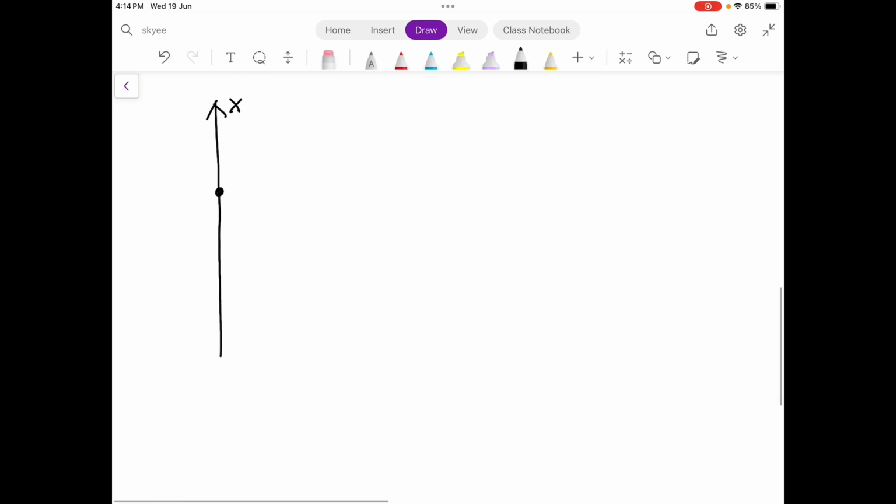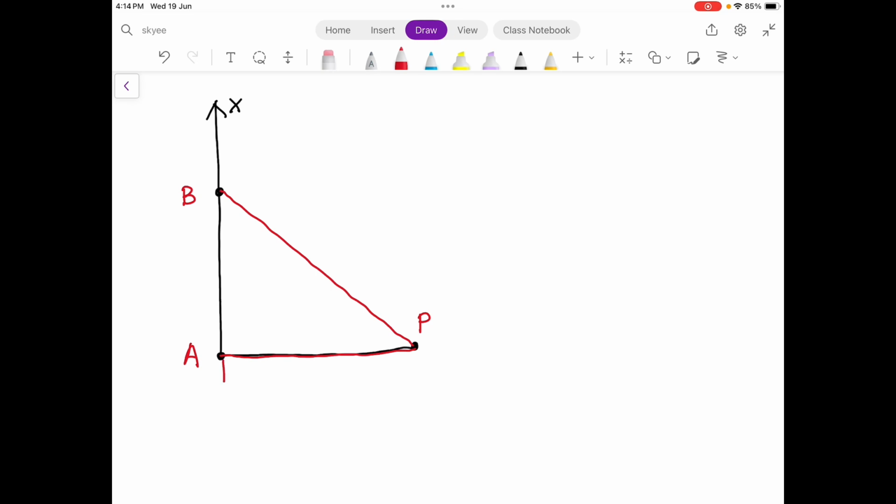Right. And this is the origin, and this is our observation point. I will connect point A and point B with the observation point, point P. So we just connect them. Okay, so alpha 1 will be this, and this is alpha 2.